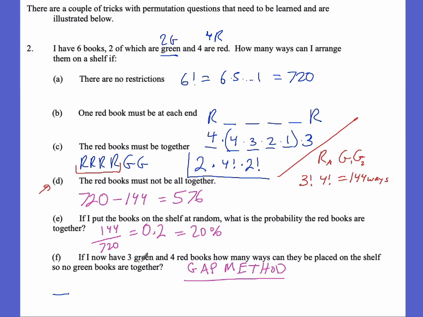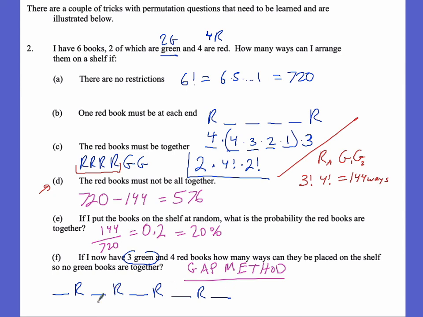For the gap method, we don't want the green ones together. We want none of the green ones together. So let's place the red ones here first. So there's 4 red ones. Now the green ones can go to the left or the right of all the red ones. So I call these gaps. They can go in any of these locations. But you can't have 2 in one spot. So this problem is equivalent to taking your 3 green books and placing them in these gaps. They have to go somewhere in these 5 gaps.